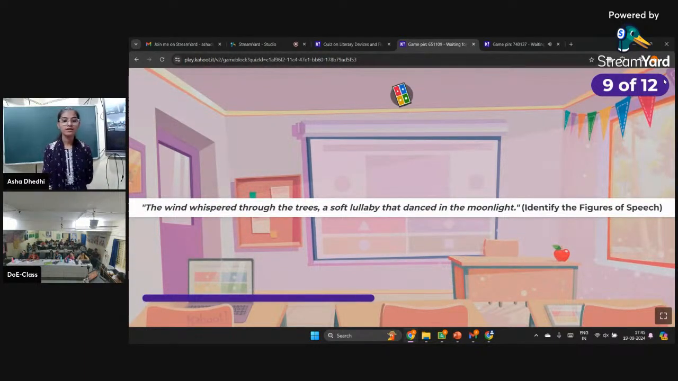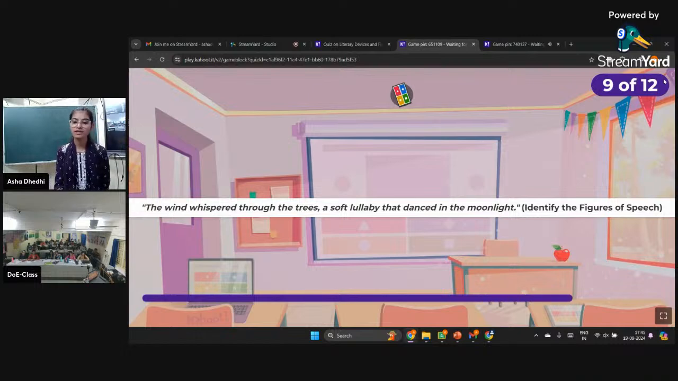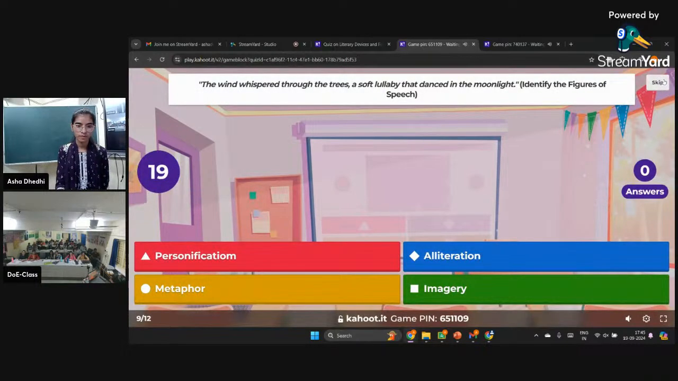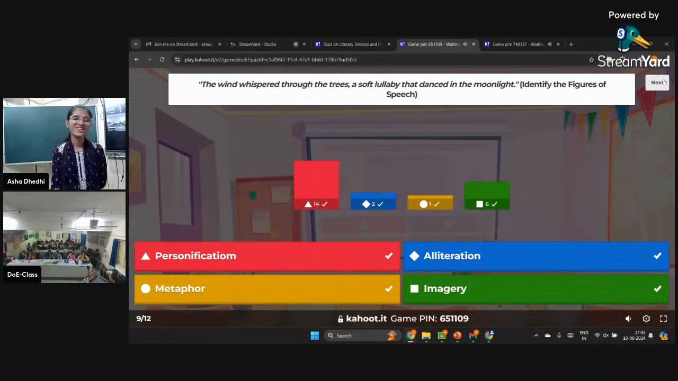Okay, the wind whispered through the trees a soft lullaby that danced in the moonlight. Identify the figures of speech. In this particular question, all answers are correct. There is personification: the wind whispered through the trees. Then there is alliteration, wind whispered, where the W sound is repeated. Then metaphor is also given, and imagery, which creates a kind of image here.